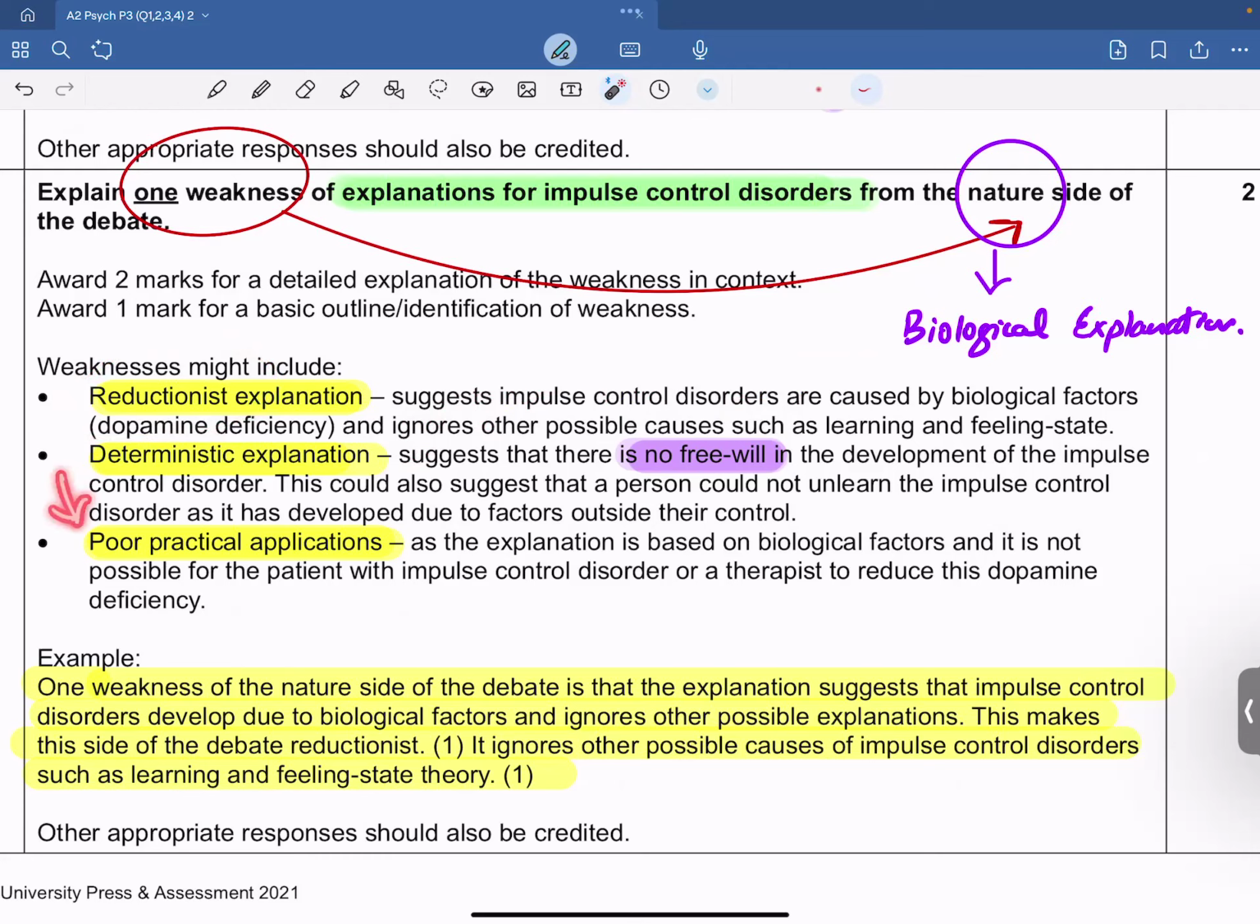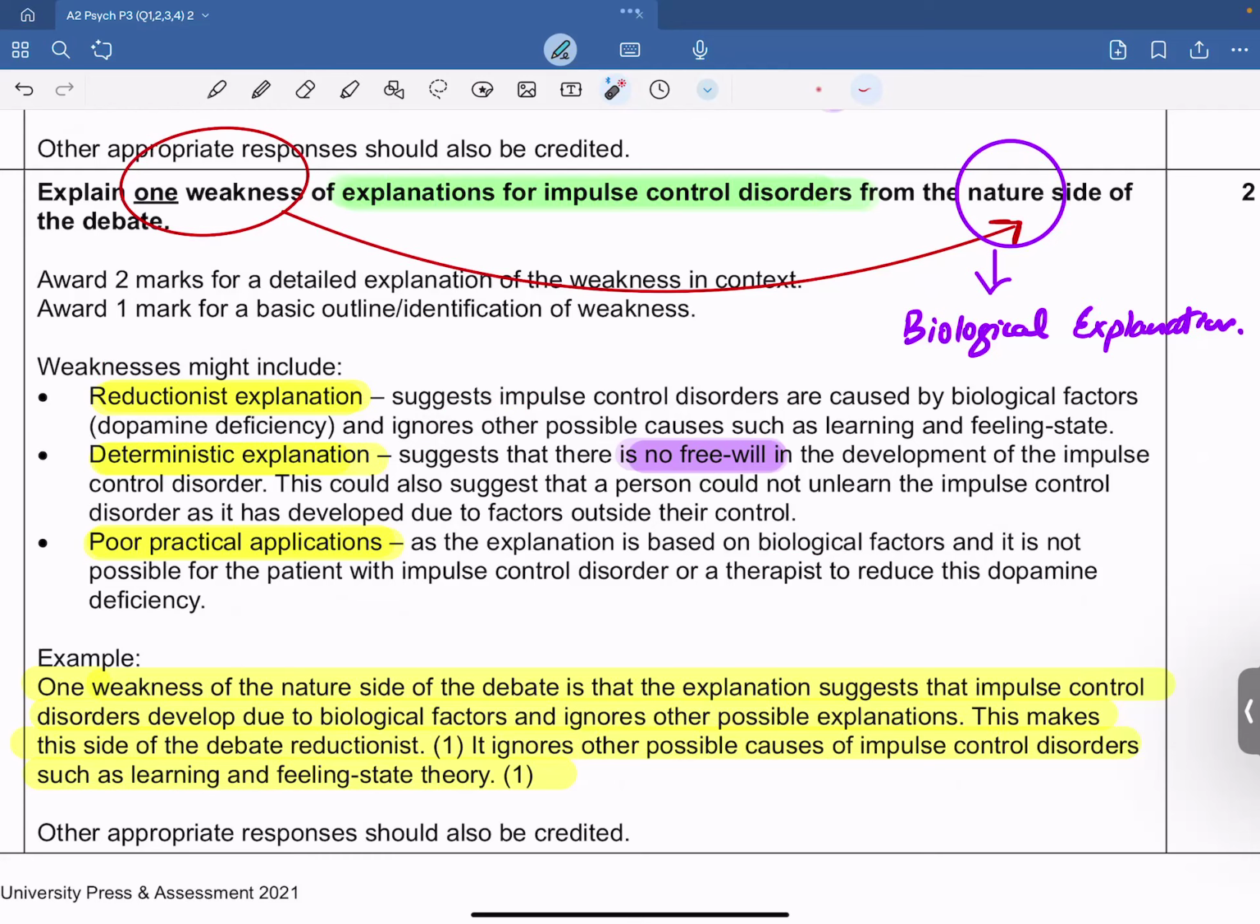Number three, poor practical application. As the explanation is based on biological factors, it is not possible for the patient with impulse control disorder or a therapist to reduce this dopamine deficiency, right? So, reducing this dopamine deficiency, that means you're talking about there being no solution at all.